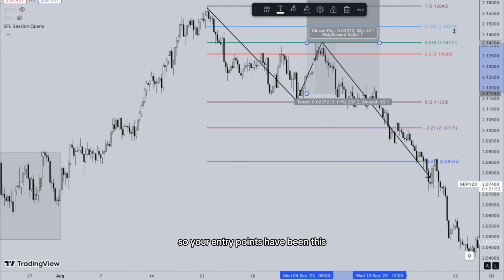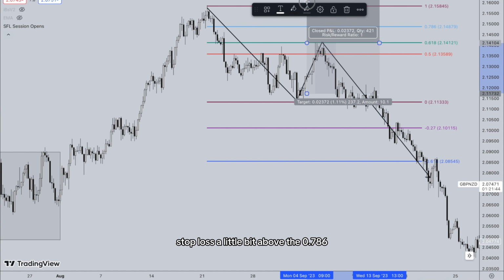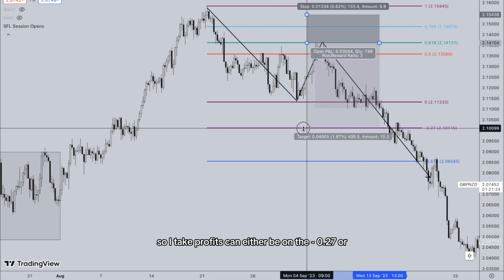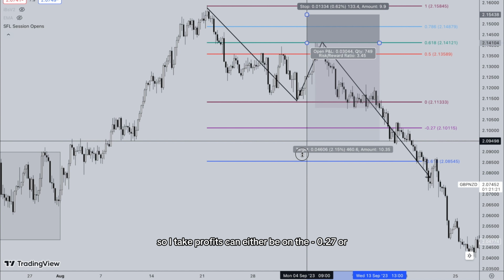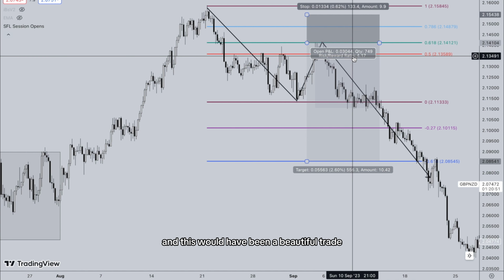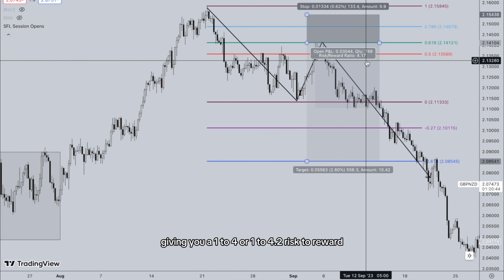So your entry point would have been the 0.618, and you're going to put your stop loss a little bit above the 0.786. So your take profit can either be on the minus 0.27 or minus 0.618. And this would have been a beautiful trade, giving you a 1 to 4 or 1 to 4.2 risk to reward. And you can be majorly successful using this strategy.